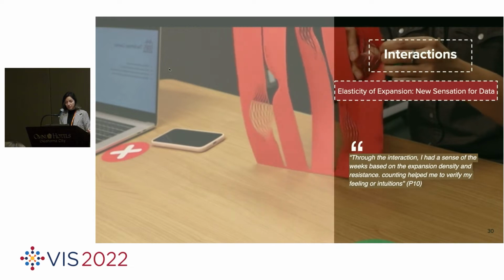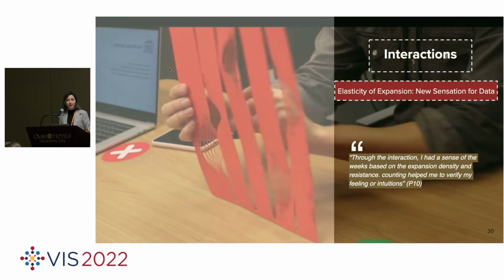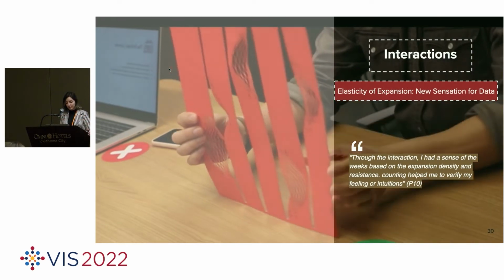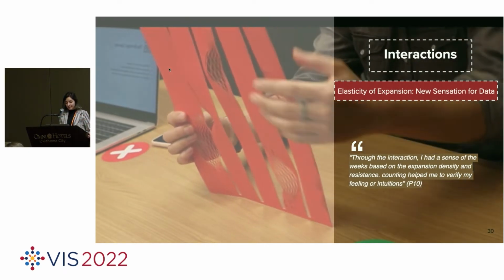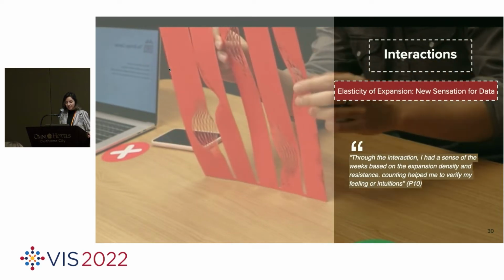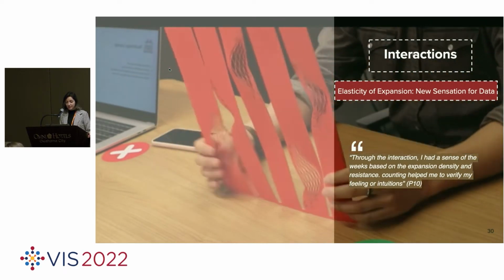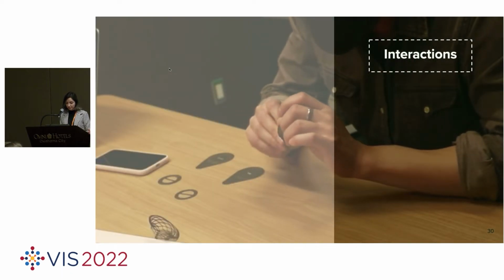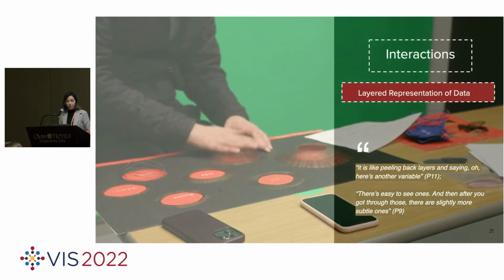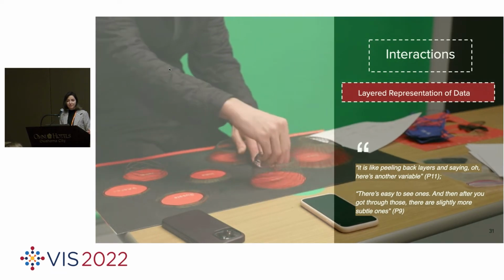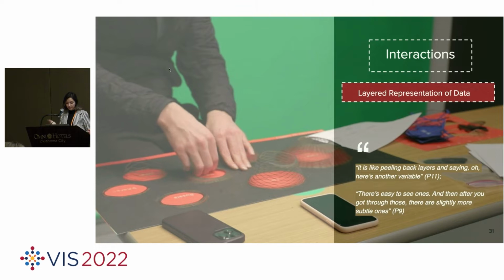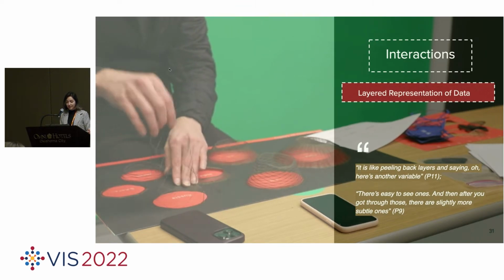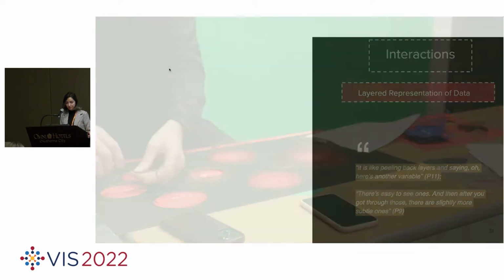The elasticity of expansion was mentioned as the most distinguished variable, and people used that to analyze data and compare different cut patterns with each other. For instance, P10 said, through the interaction, I had a sense of the weeks based on the expansion density and resistance. Counting just helped me to verify my feelings. Participants also mentioned that the variables are not at the same level of their awareness and gradually appear to them. For example, P11 said, it's like peeling back layers and saying, oh, here is another variable.